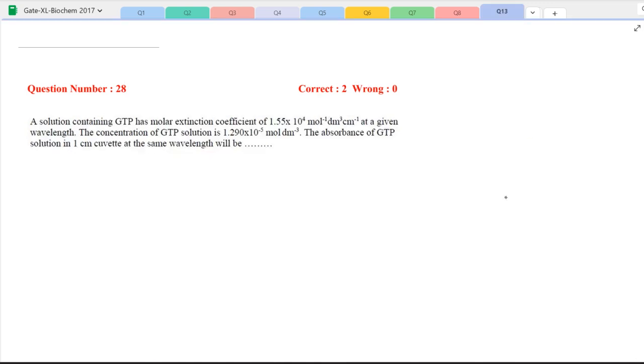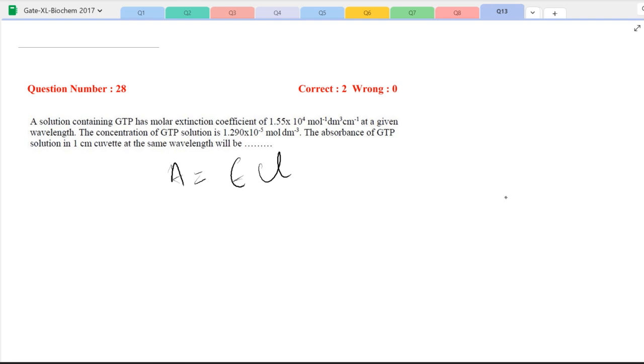So here a solution containing GTP has molar extension coefficient of 1.55 into 10 power 4 mole inverse decimeter cube centimeter inverse at a given wavelength. The concentration of GTP solution is 1.29 into 10 power minus 5 mole decimeter cube inverse. The absorbance of GTP solution in 1 centimeter cubed at the same wavelength will be. So here again we use Beer-Lambert's law, which is frequently tested. So please remember this law. It's going to be an easy cakewalk.